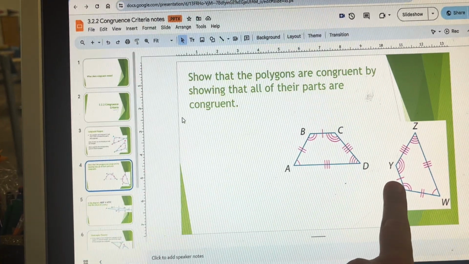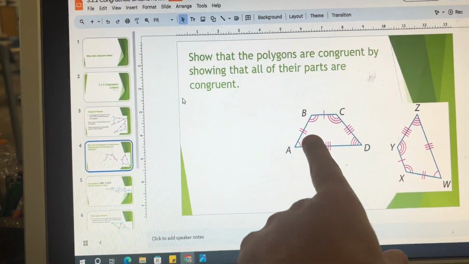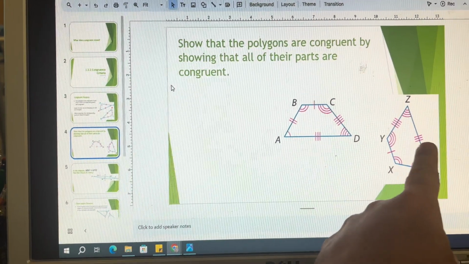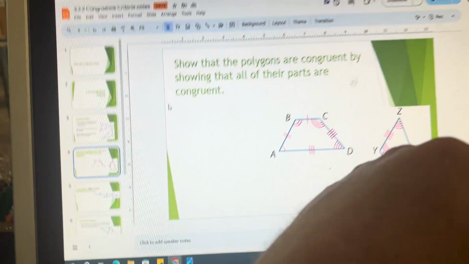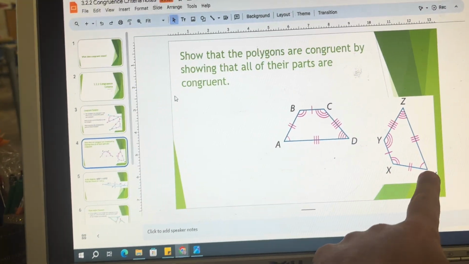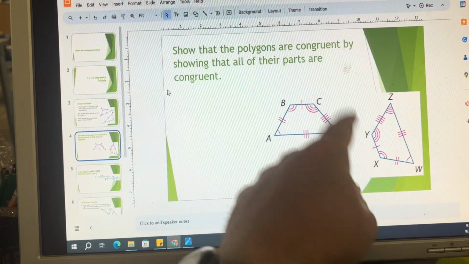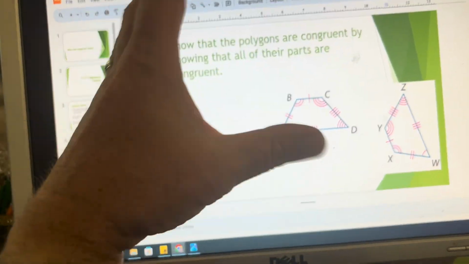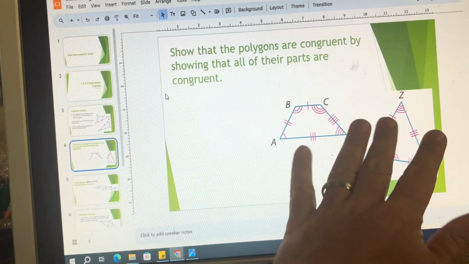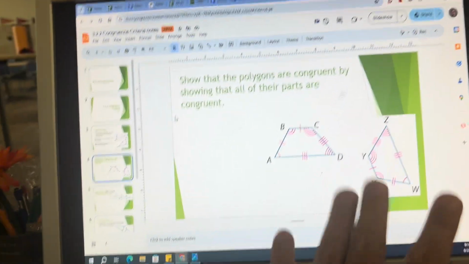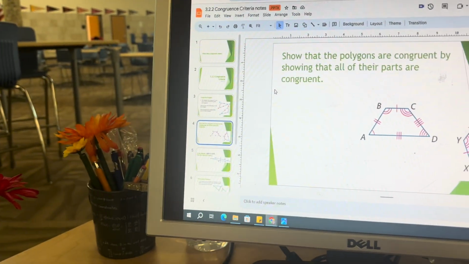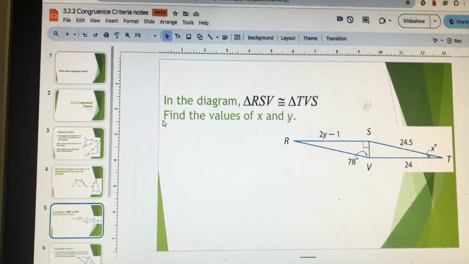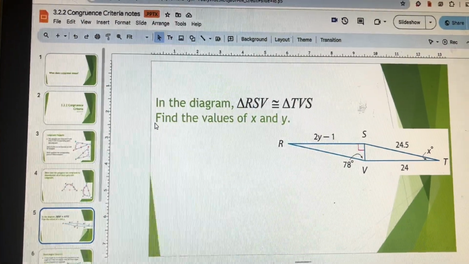BC is congruent to XY, AB is congruent to WX, AD is congruent to WZ, CD is congruent to YZ, angle A is congruent to angle W, angle B is congruent to angle X, angle C is congruent to angle Y, and angle D is congruent to angle Z. All of the different parts, not just the sides, not just the angles, but all the sides and all of the angles. If we look at this one in the diagram, triangle RSV is congruent to triangle TVS.